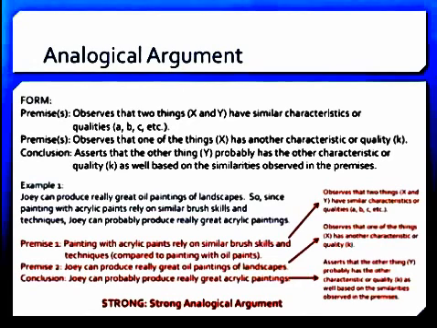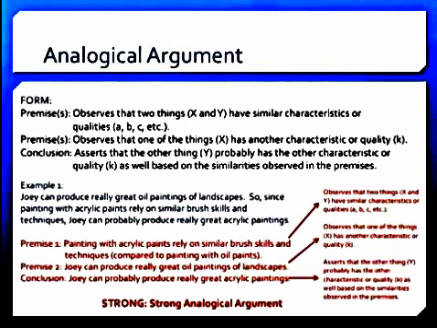Here is an example of an analogical argument. Joey can produce really great oil paintings of landscapes. So since painting with acrylic paints relies on similar brush skills and techniques, Joey can probably produce really great acrylic paintings. Notice the two premises in this argument. The first premise, painting with acrylic paints relies on similar brush skills and techniques compared to painting with oil paints, observes that two things, x and y, painting with acrylic paints is x and painting with oil paints is y, have similar characteristics or quality, in this case, relying on similar brush skills and techniques.